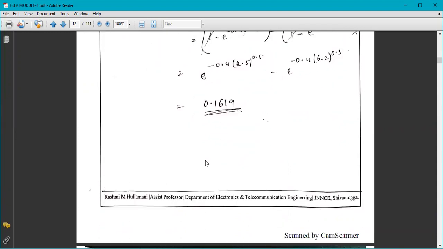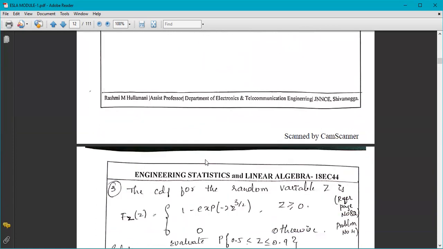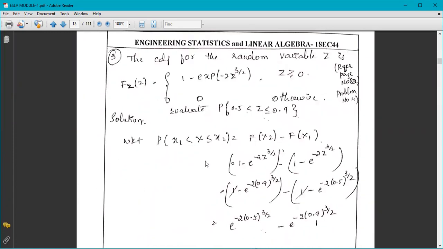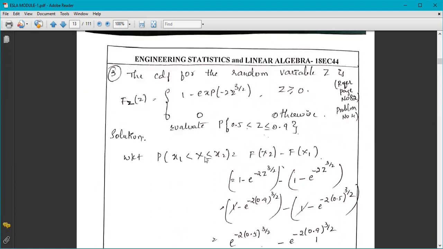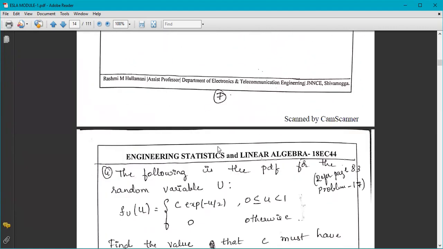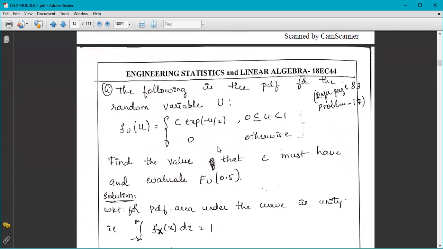Okay, this is the second problem on cumulative distribution function. We'll see that the third problem is the same as the first and second problem. This question appeared in the model question paper.